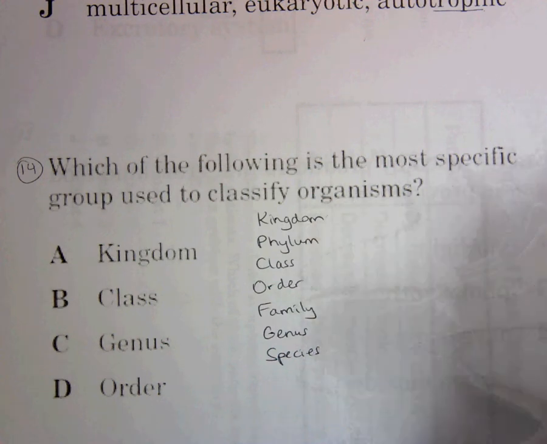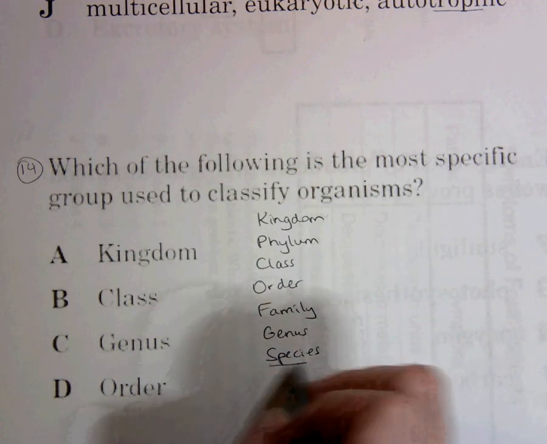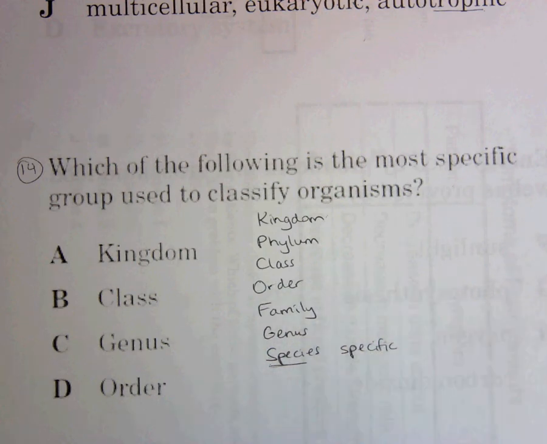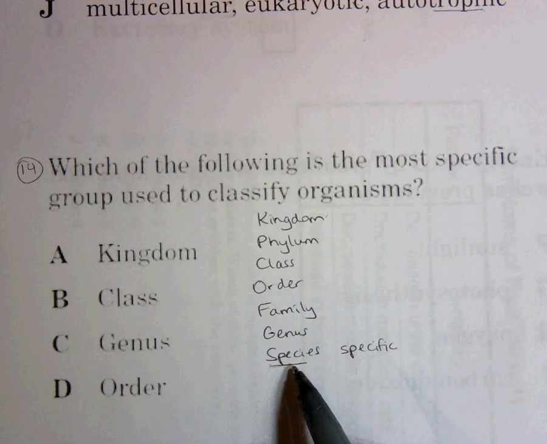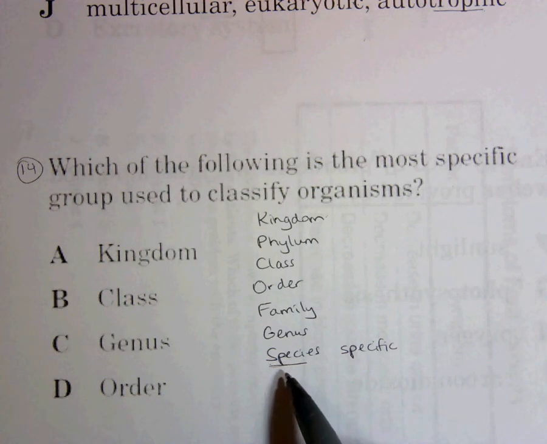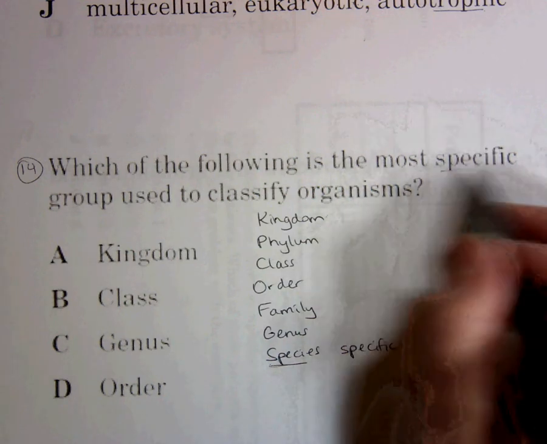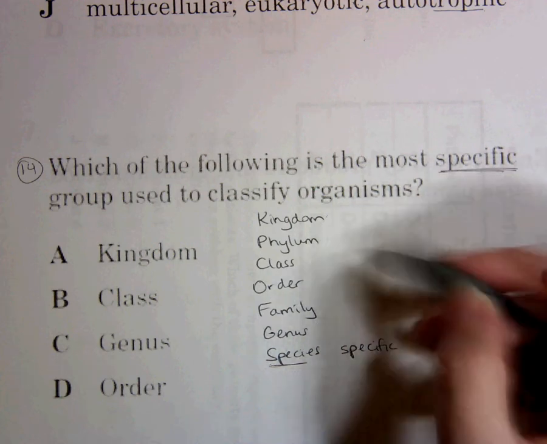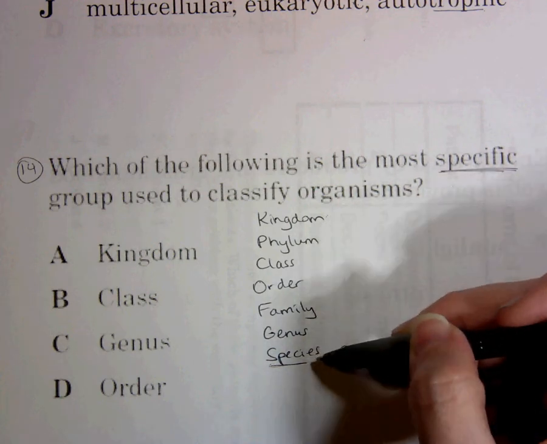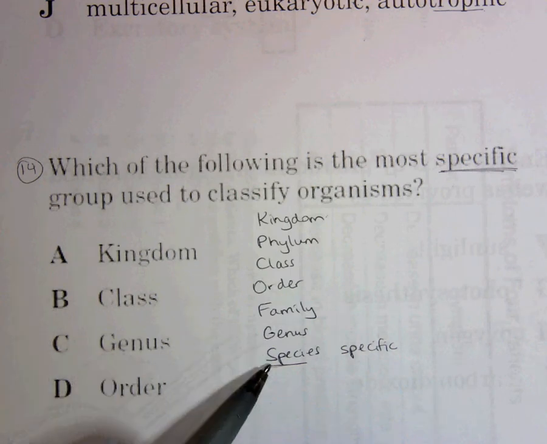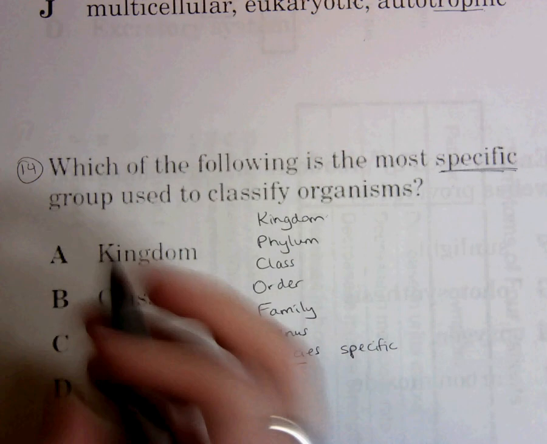So when I get down here to species, look at this word species. It even starts with the same letters as specific. All right? The most specific type of organism is the species, because now we're just talking about one group of organisms that can interbreed with each other and have fertile offspring. So if I'm looking for the most specific or the smallest group, I'm looking for the one closest to species. And in this case, our answer choice would be genus, because it is the closest to species. Species is not listed. So this is our correct answer.